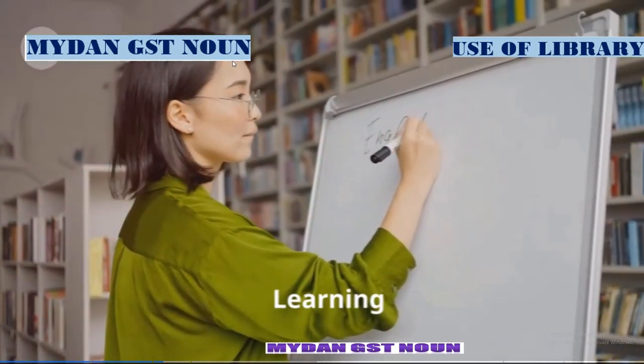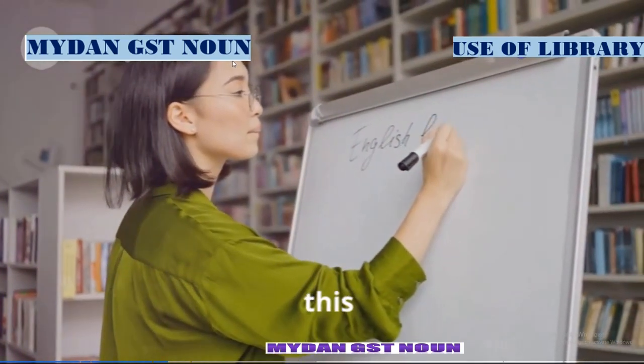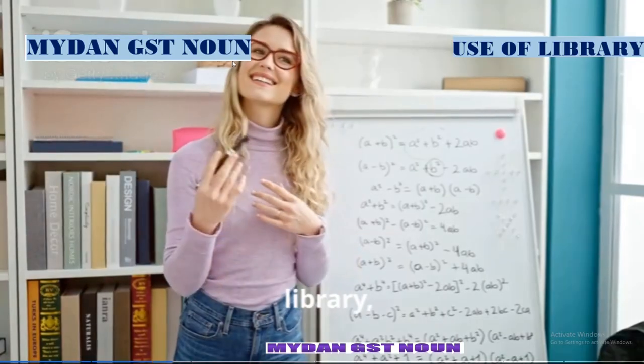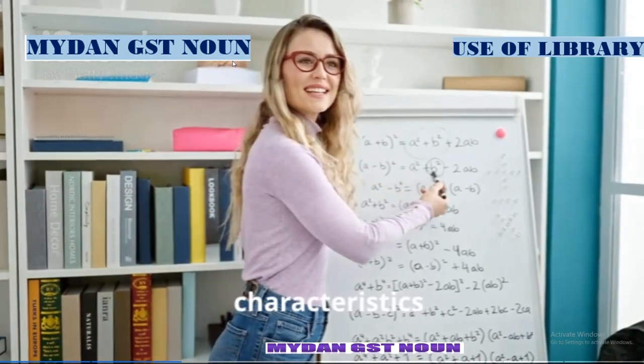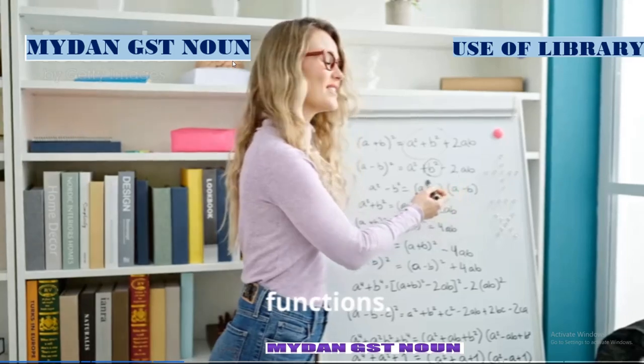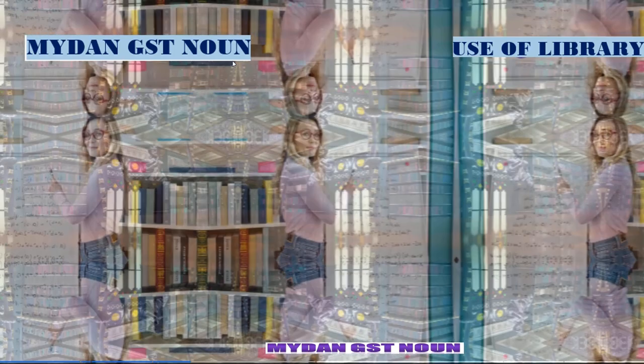2.0, Intended Learning Outcomes. By the end of this unit, you will be able to define a library, describe the origin of the library, and classify libraries by their characteristics and functions. 3.0, Main Content.